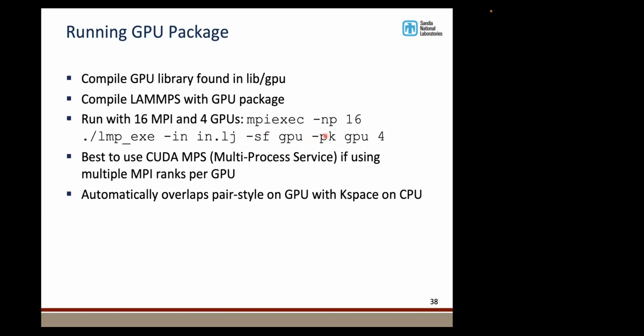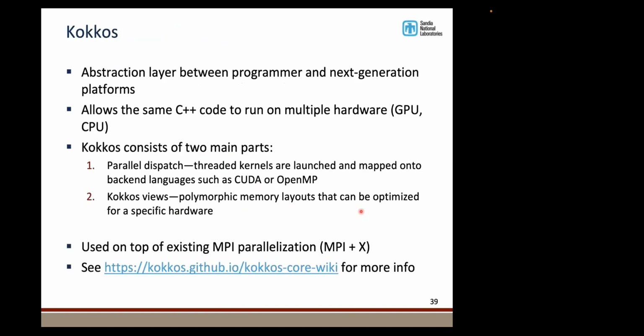If you're on an NVIDIA GPU, it's best to use the CUDA MPS multiprocess service if you're using multiple ranks per GPU. This reduces some of the overhead of synchronization if you have multiple ranks that are giving work to the GPU. And it will automatically overlap if you have K-space. Okay, so that was the GPU package.